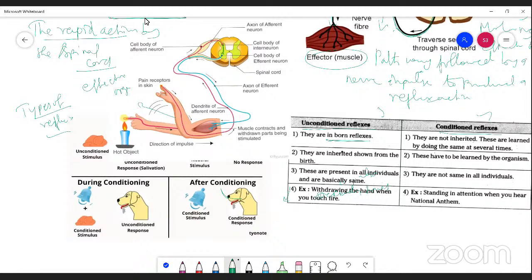Unconditional reflex is known as what? Inborn reflex. Because this is for an unconditional stimulus. Unconditional stimulus.